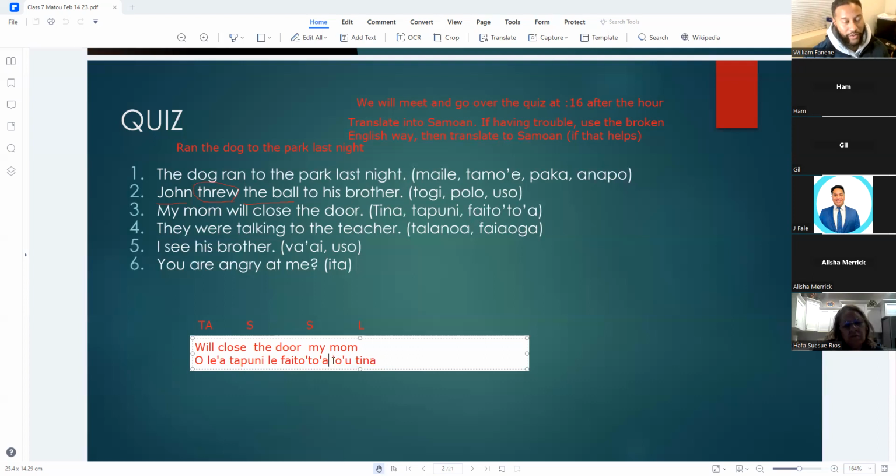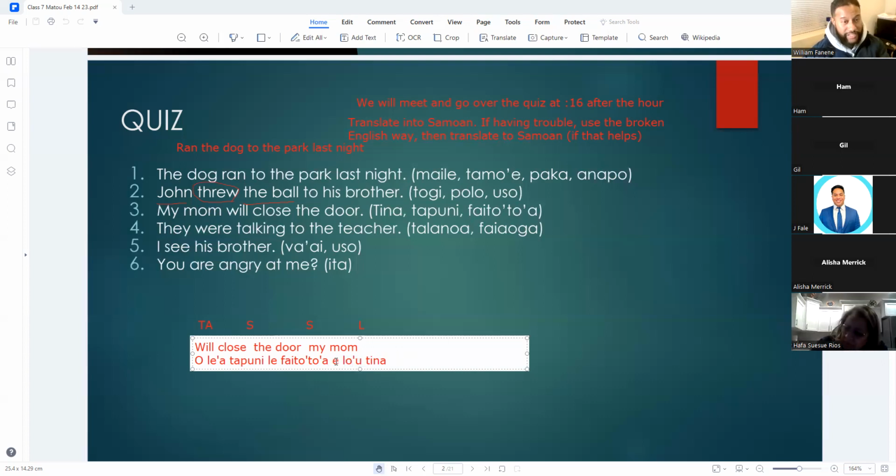I jumped the gun. So ole'a tapuni le fai toto'a, and then where would the E go? In front of the doer, which would be Lotina. Yes, exactly. Thank you. I feel really bad for missing that. But great. So remember the doer of the action.